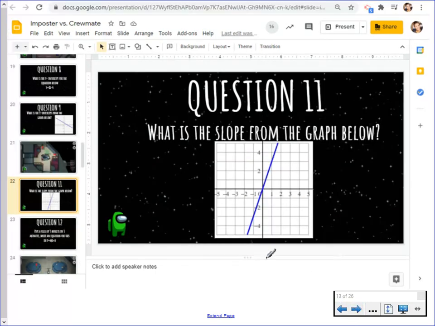What is the slope from this graph? So I find 2 points, here's a point, and here's a point. I have to go up 1, 2, 3. So my slope, my top number is 3. My bottom number is a 1. So you could say 3 over 1, or you could just say 3. This is number 11.